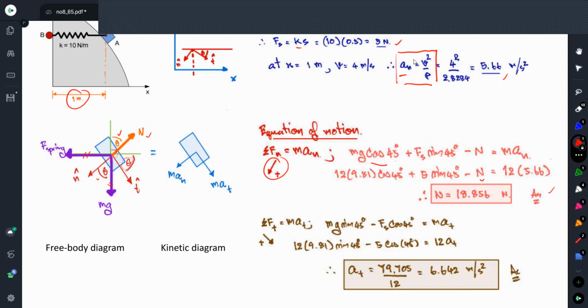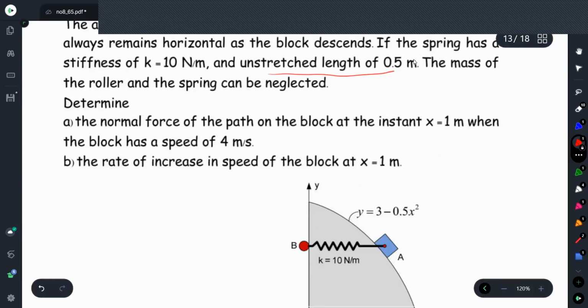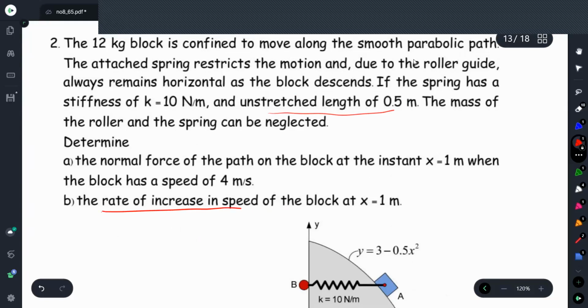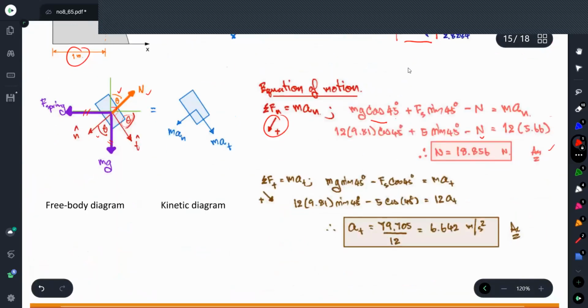Okay, in order to find the acceleration in tangential direction, that is defined like the rate of increase in speed, that is a_t now. For the tangential direction, we have mg sine 45 degree minus Fs cosine 45 degree equal to m a_t. Okay, we already know Fs, we already know mg, so we can solve for a_t now, and the acceleration becomes 6.642 meter per second squared. Let's complete this problem.